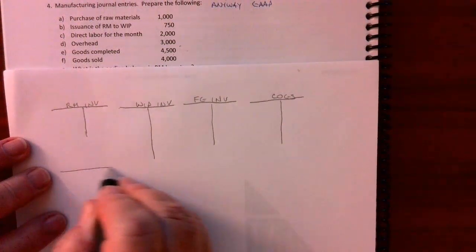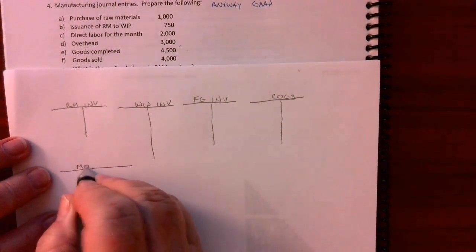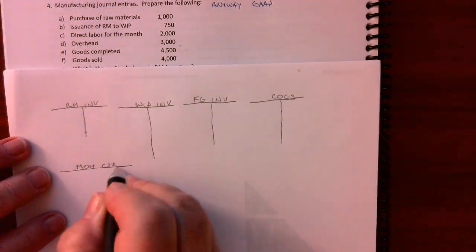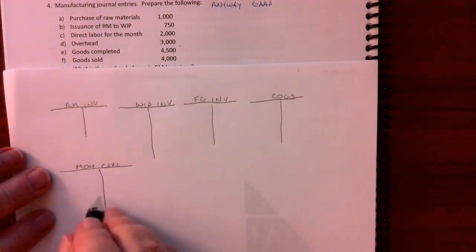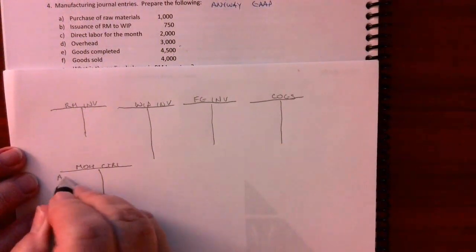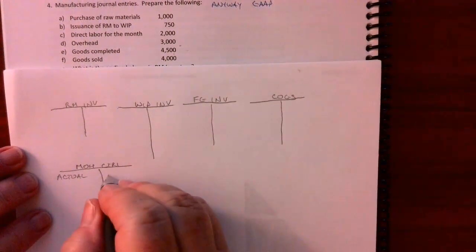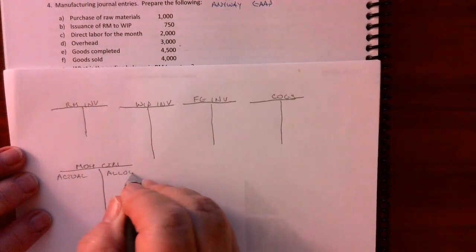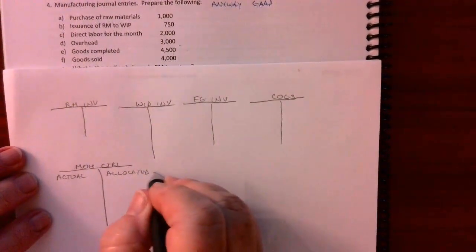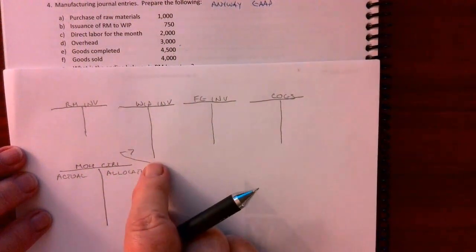The one other thing that I add on the bottom is an overhead control account. So I'm going to say manufacturing overhead control. If you think about this, what this will have on it, we'll put the actual overhead on this side, the real bills that come in, and then on this side will be the allocated overhead. And it gets allocated right up here to work in process.